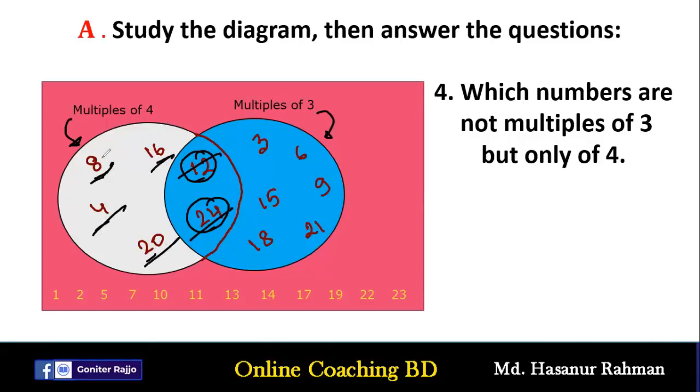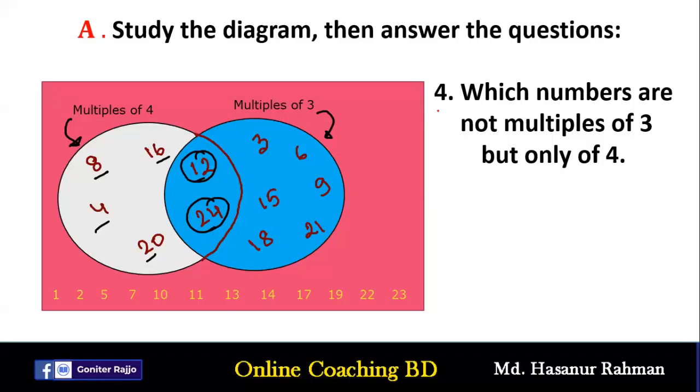So our answer will be only 4, 8, 16, and 20 because these numbers are multiples of 4 but not multiples of 3. And we cannot take 12 and 24. Why? Because 12 is also a multiple of 3, but the question says it should not be a multiple of 3.